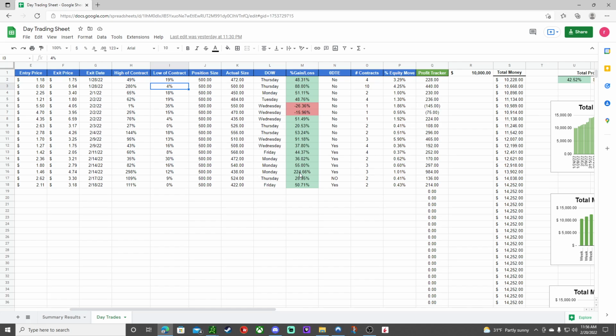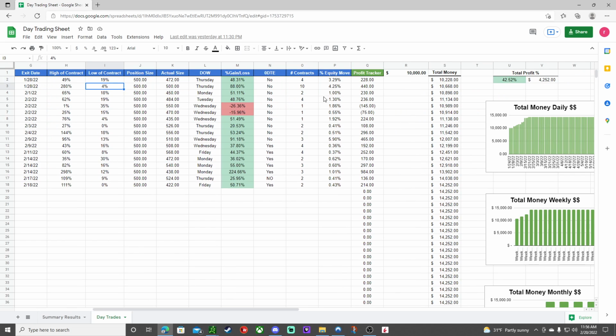To me, that data is very important because if you get 224% on a Monday, Apple had to make a crazy move. But it's almost impossible for you to do that. So it's nice to know if it's 0 day or not. As you can see, the contracts. I even keep track of the equity move for equity traders.